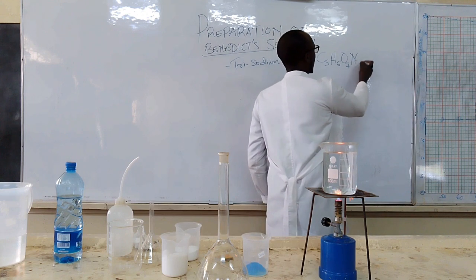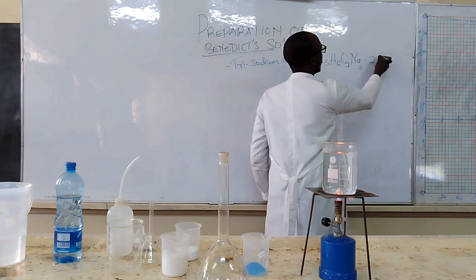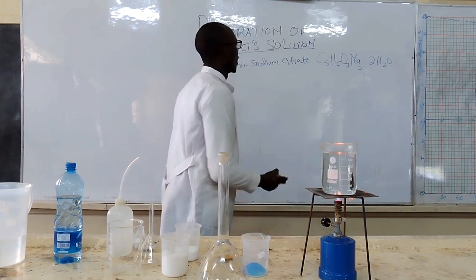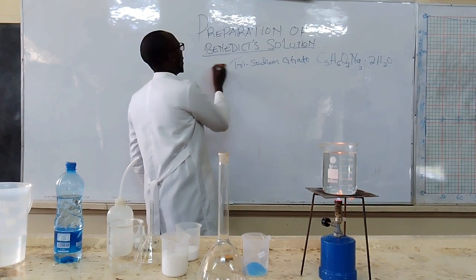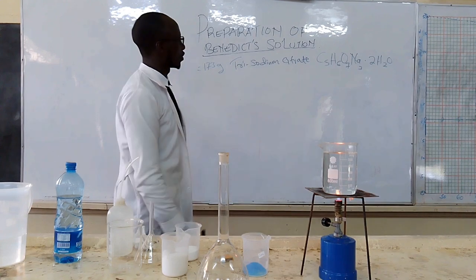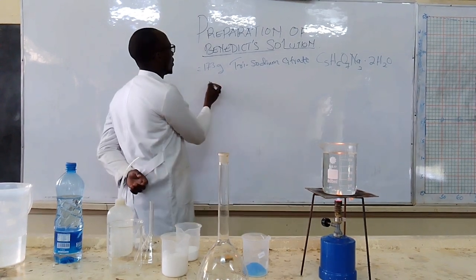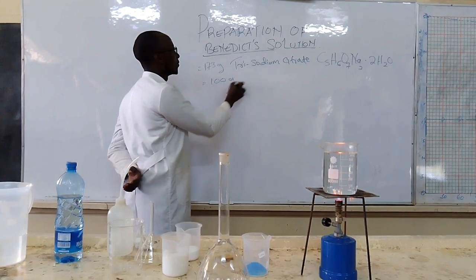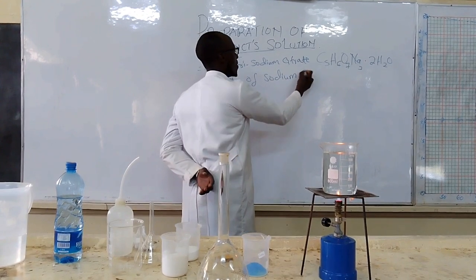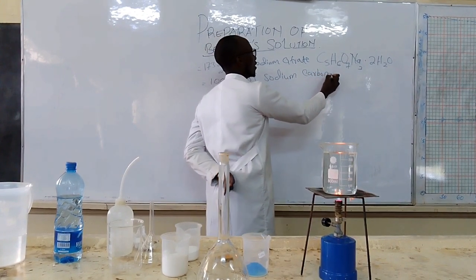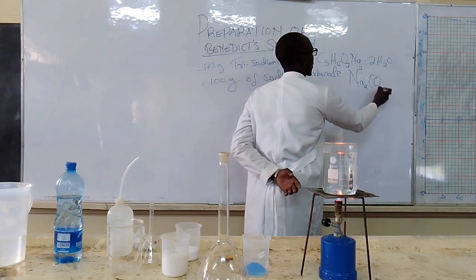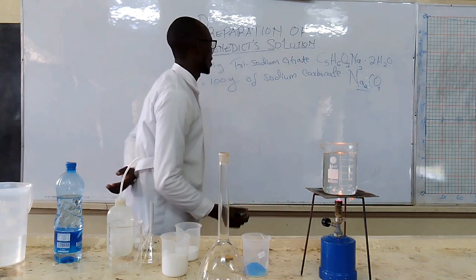Trisodium citrate is C6H5O7 Na3 with 2 moles of water of crystallization. Here we need 173 grams of trisodium citrate, and then we are also going to need 100 grams of sodium carbonate.